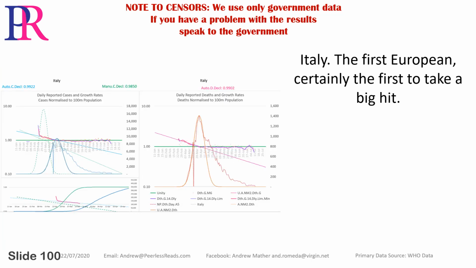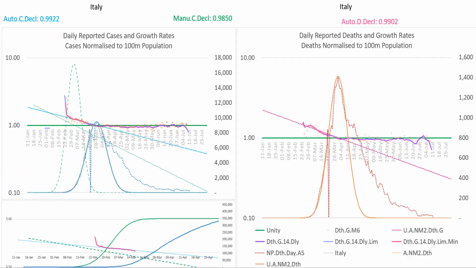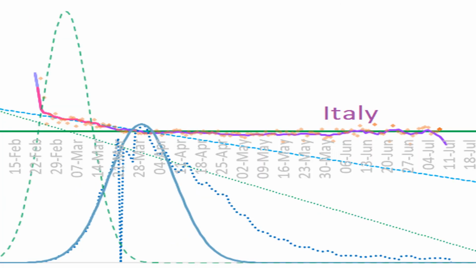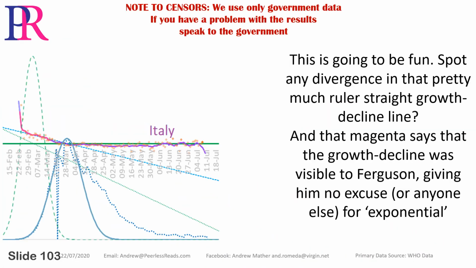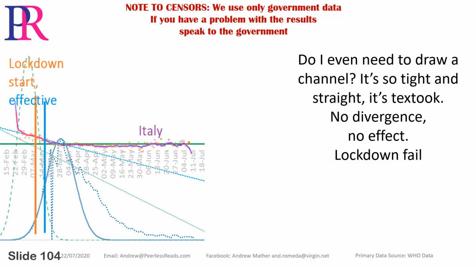Italy, the first European, certainly the first to take a big hit. This is going to be fun. Spot any divergence in that pretty much ruler straight growth decline line, and that magenta says that the growth decline was visible to Ferguson, giving him no excuse, or anyone else, for exponential. Do I even need to draw a channel? It's so tight and straight, it's textbook. No divergence, no effect, lockdown fail.